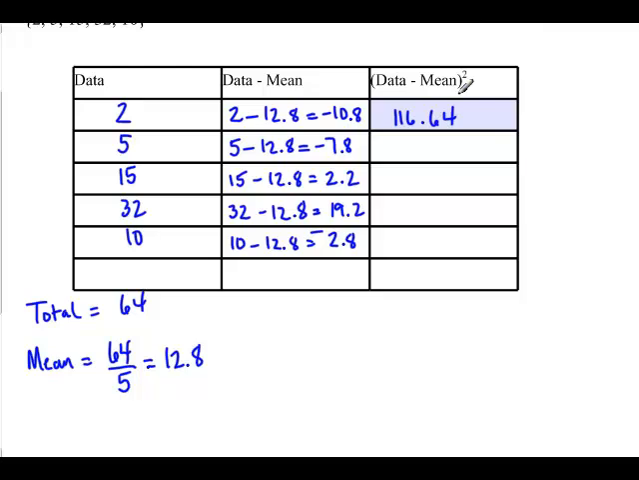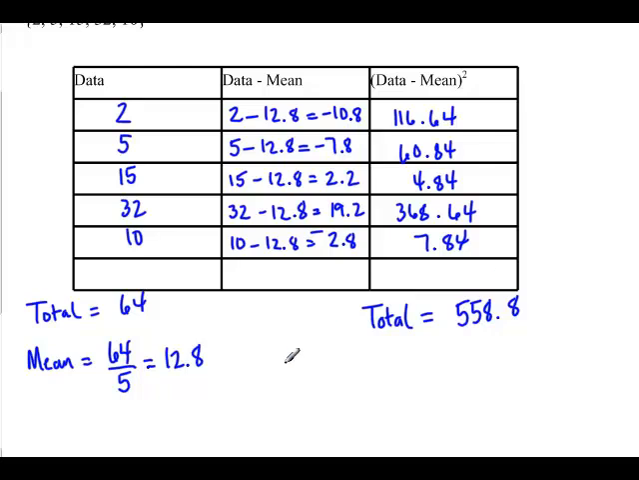So I'm just going to work my way down that column. The square of negative 7.8 is 60.84, and then 2.2 squared is 4.84. The square of 19.2 is 368.64, and then the square of negative 2.8 is 7.84. Okay. So what we're ready to do next is something called the variance, but before I can do that, I need a total on this third column. If I add those 5 numbers together, I'll have 558.8.